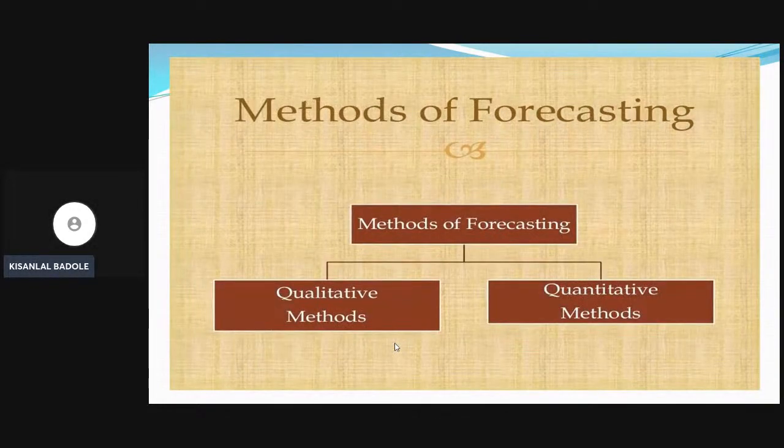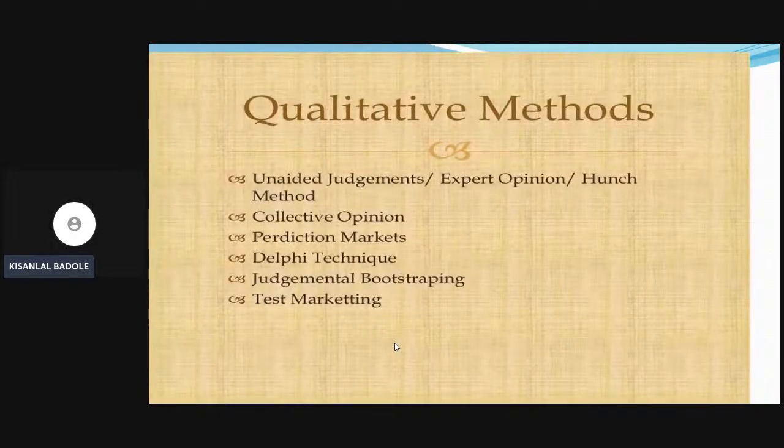After that, the methods of forecasting: which type of forecast is generally used. There are two types of forecasting method. First is the qualitative method and another is the quantitative method. Under the qualitative method, we see judgment, expert opinions, collection of opinions, prediction markets, Delphi technique, judgmental bootstrapping, and test marketing.